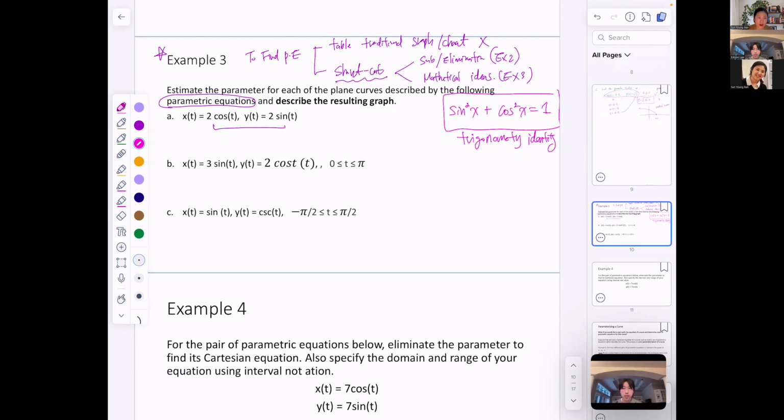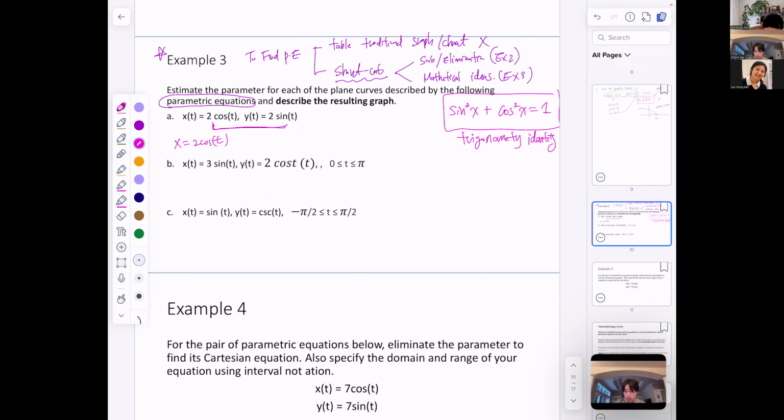Or you can call it a Cartesian equation, like x squared plus y squared equal to 1, or r squared. So hold up here. We're going to use the trigonometry identity. So let's look at this. Because there's no way I'm going to solve x equal to 2 cosine t for t. It's going to be more complicated, right?